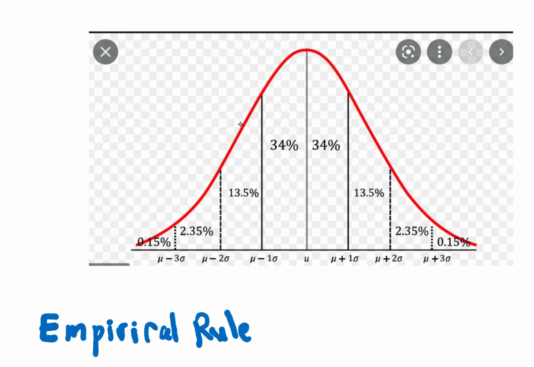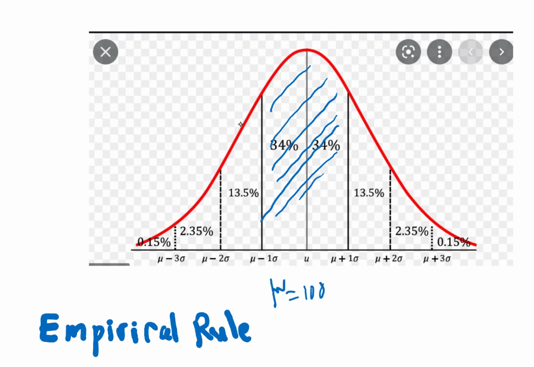It says that 68% of the data, as you can see me shading here, 34 and 34, fall within one standard deviation of the mean. What does that mean? For example, let's say they give you the mean to be 100, and the standard deviation is given to be, for example, 8. So that would be the mean right here, 100. Here it says mean plus one standard deviation, so that would be 108. And here it says mean minus one standard deviation, that would be 92.